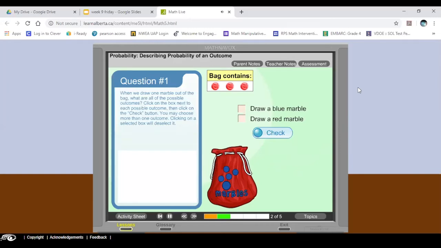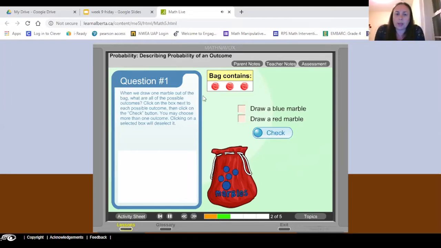When we draw 1 marble out of the bag, what are all the possible outcomes? Click on the box next to each possible outcome, then click on the check button. You may choose more than one outcome. Clicking on the selected box will deselect it.